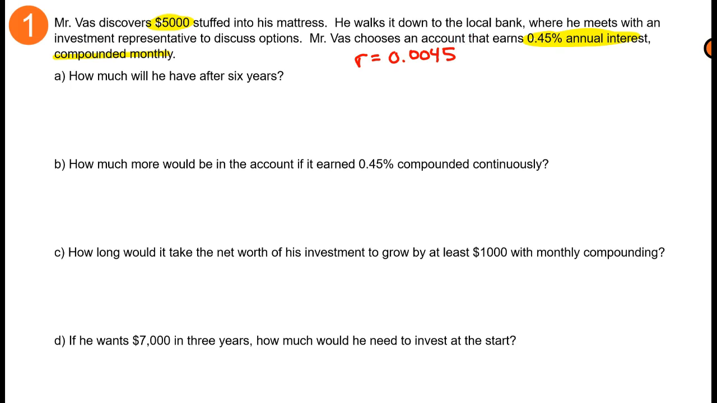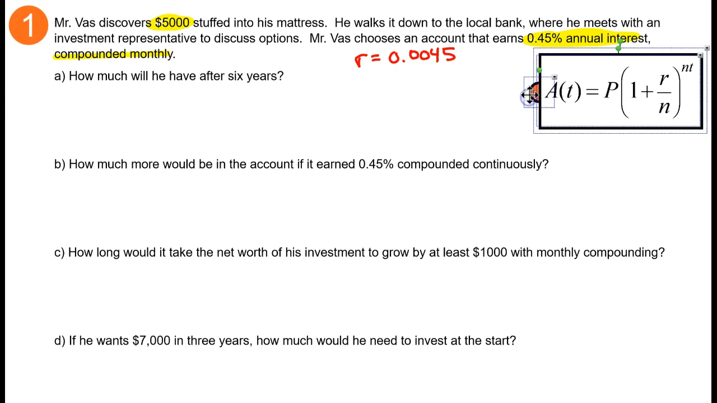Okay, so part A of this question: how much will he have after 6 years? Let's take a look at the interest equation. We have the amount at time t equals principal times 1 plus rate over n, where n is the number of periods, raised to the n times t power. Let's figure out which of these quantities goes where. For part A, we're asked for the amount of money after 6 years. In this problem, time is in years, and the same in this formula.